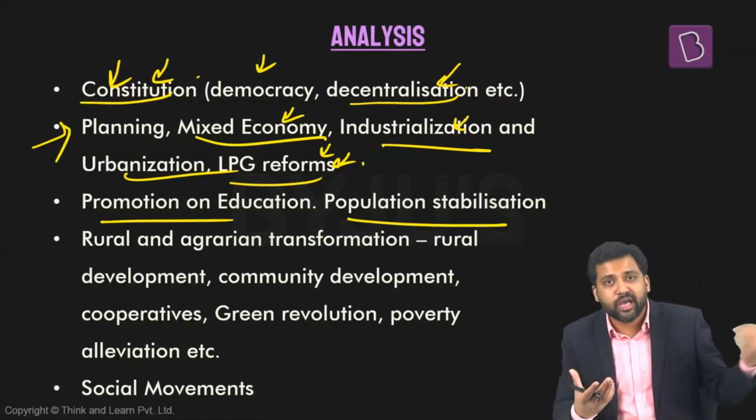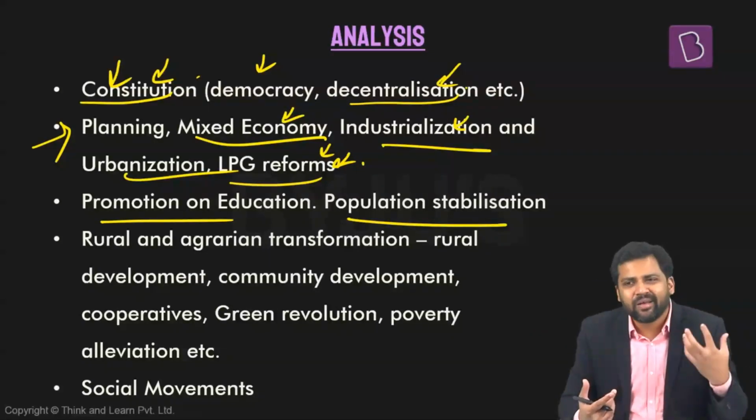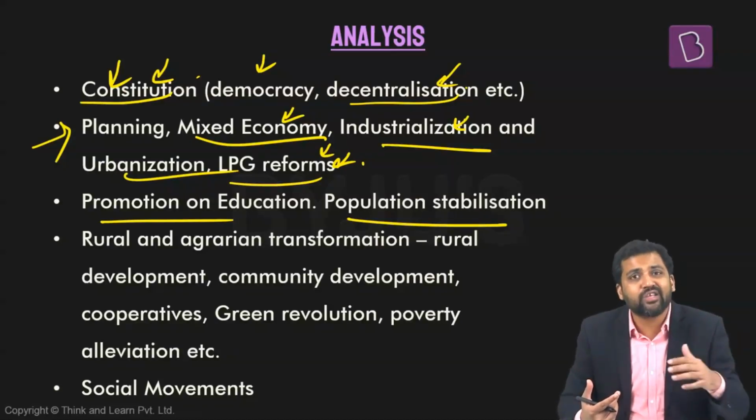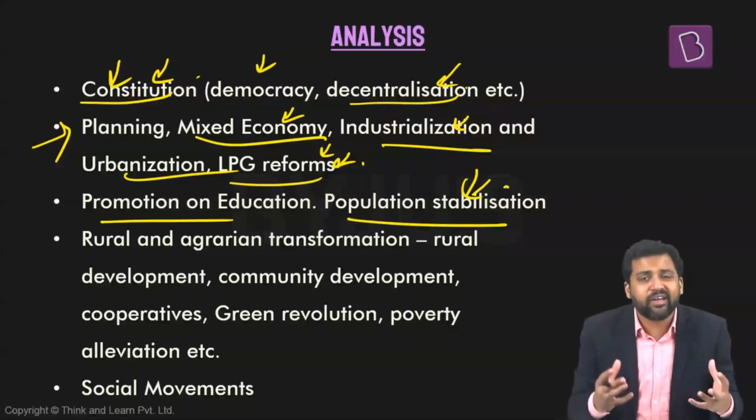Apart from that, we have promoted education. Education is a factor which leads to social change. The number of people who are getting educated now, the number of people getting enrolled in education, is huge. Almost 99% of our kids are getting enrolled in schools now. Our enrollment in secondary education has also increased, though still it is modest, but over a period of time it has increased. When it comes to population, we have done a tremendous job in stabilizing our population.